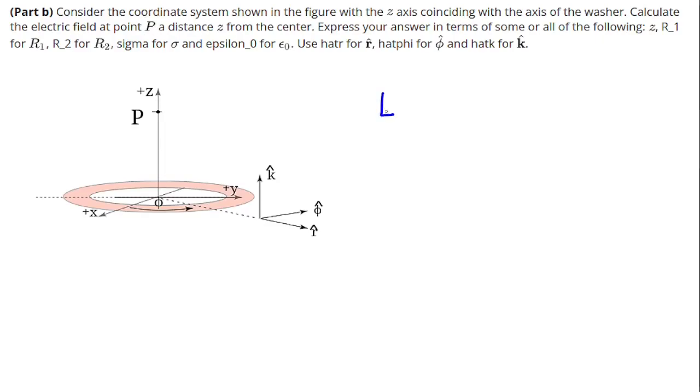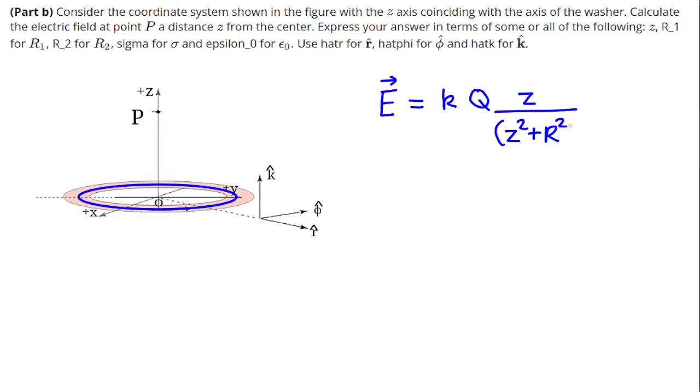We'll recall our electric field due to a single ring of charge was Coulomb's constant by the charge by z on z squared plus r squared, where r was the radius of the ring, to the 3/2, and by symmetry, this electric field pointed in a positive z direction. Now if we consider this washer being assembled by these rings of charge, then we can consider this ring of charge as a differential element that produces a differential electric field in the z direction.